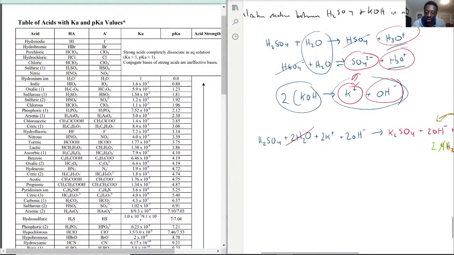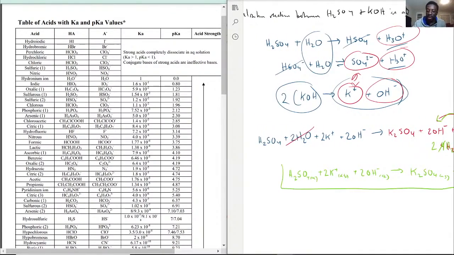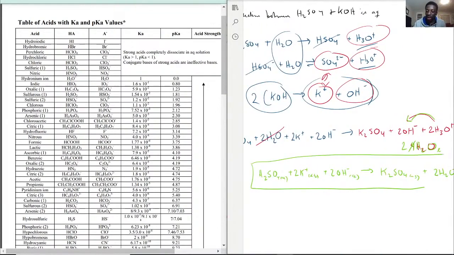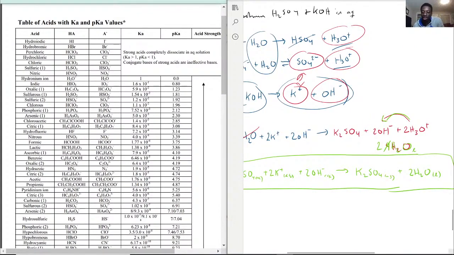So what's left over in the equation is H2SO4 plus 2 potassium, and don't forget your aqueous sign, plus 2 OH minus aqueous turns into K2SO4 aqueous plus 2H2O liquid. As you can see, this will be balanced because we have 2K replacing the 2H, and that's why we can get the 2H2O, because we have 2 OH minus, just need a proton.